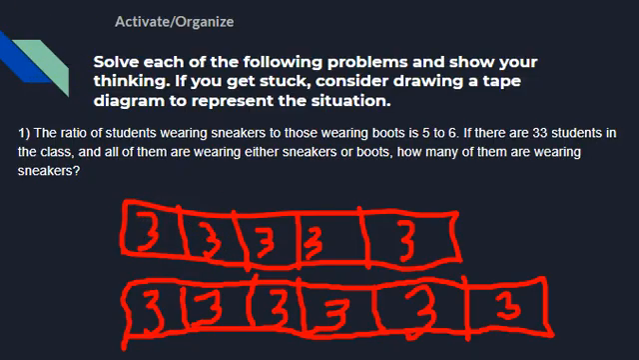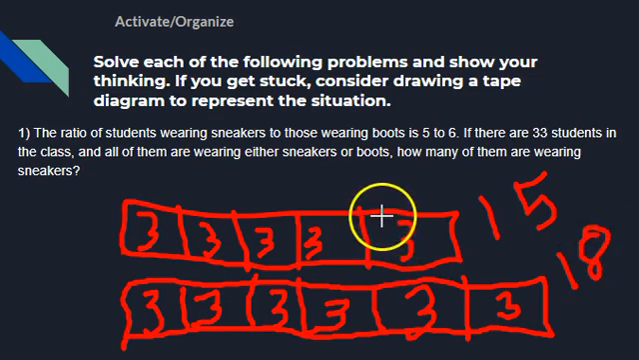Fast forward. Poof. So I have 5 of these, which gives me 15. And I have 6 of the 3s, which gets me 18. Together, those make 33. Now, you may not use tape diagrams forever, but they can be a great way to organize your thinking when you get stuck, especially with ratios.